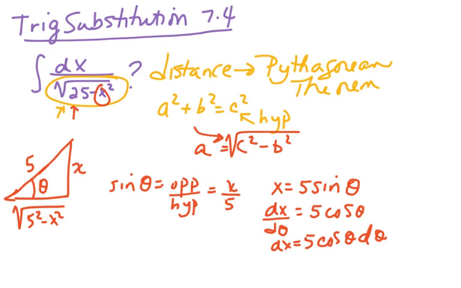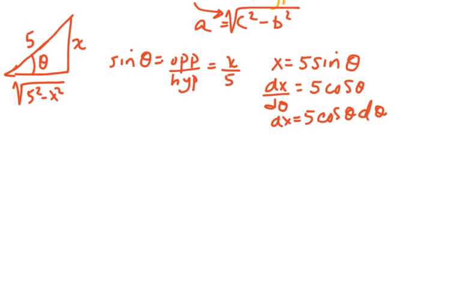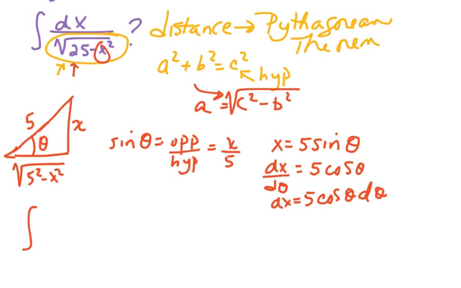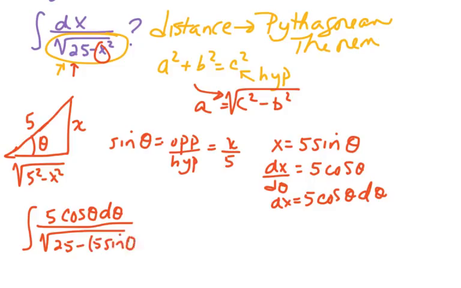Now let's substitute. This concept of substitution in mathematics is incredibly powerful. You're taking something more complex or possibly unsolvable the way it is, and you make a substitution in the hopes of getting something simpler or solvable. So let's substitute what we know so far. I've got an x and a dx, and I can substitute the pieces into the original equation. dx is simply 5 cosine theta d theta, and under the root I have 25 minus x, where x is 5 sine of theta, and then I have to square that.